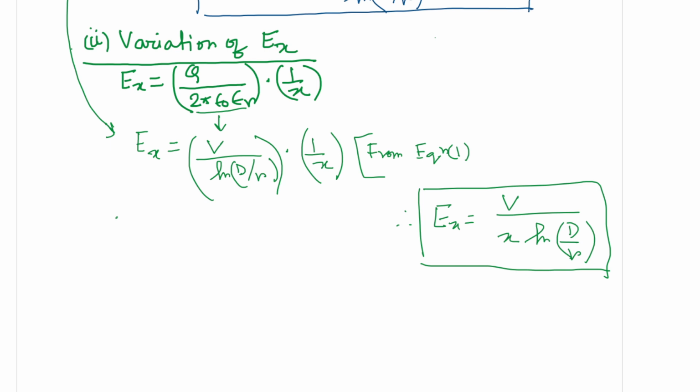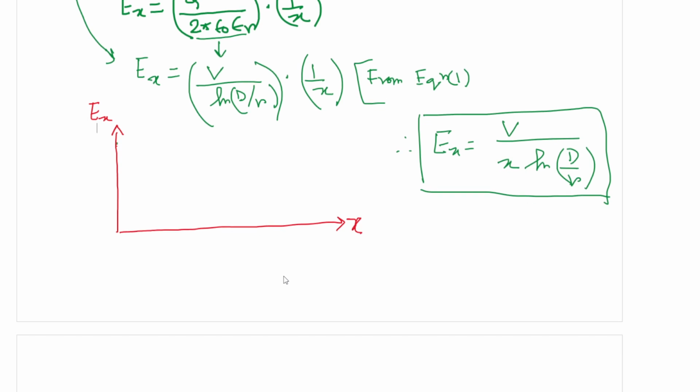Now we shall plot the variation and see what it looks like. Let us say we have E along the y-axis and x along the x-axis. So this is x, and along the y-axis we have Ex. Now at x equal to r, that means we are at the conductor surface. So E on the conductor is equal to V by r into ln D by r.